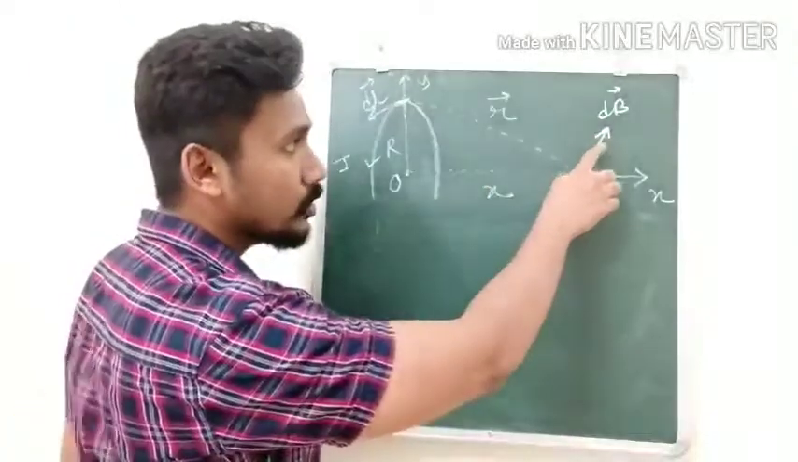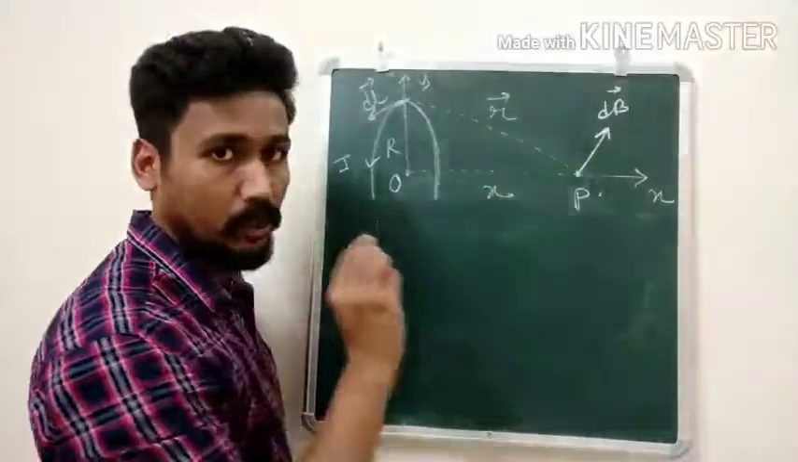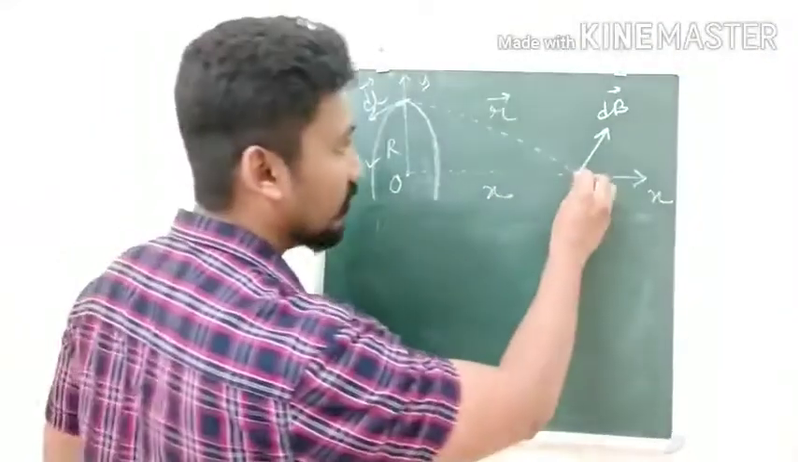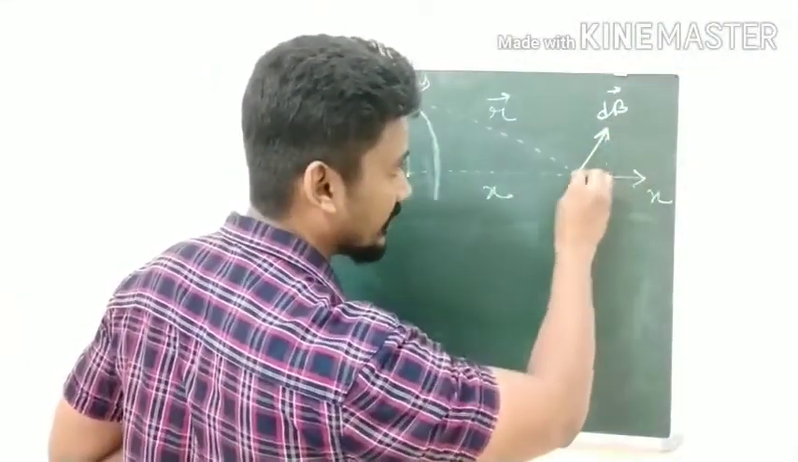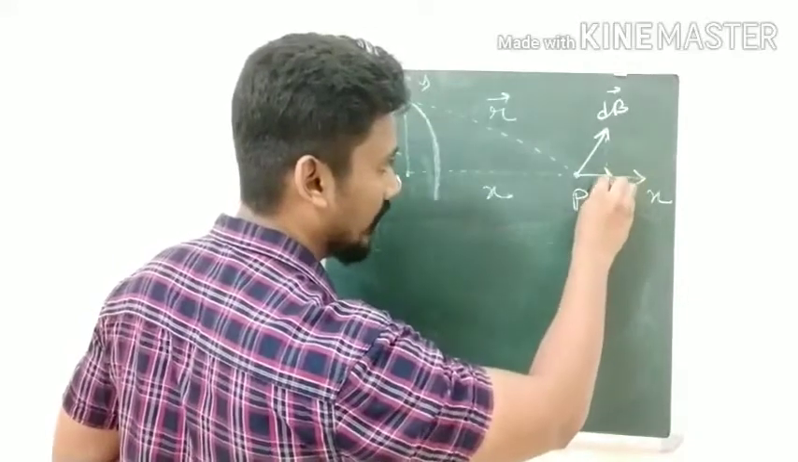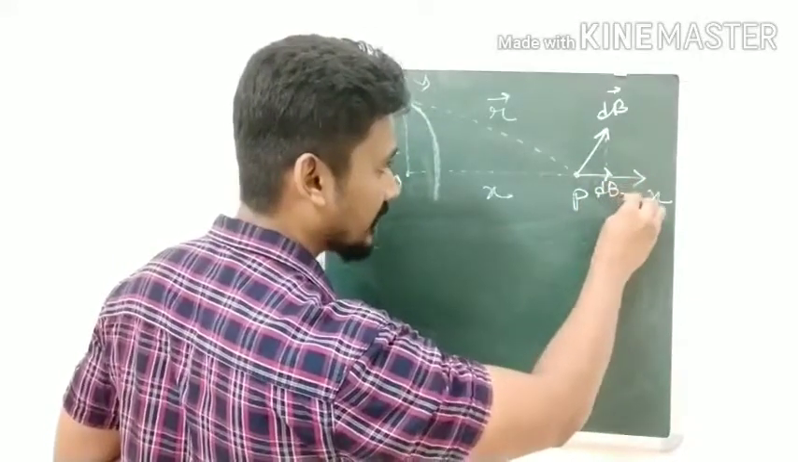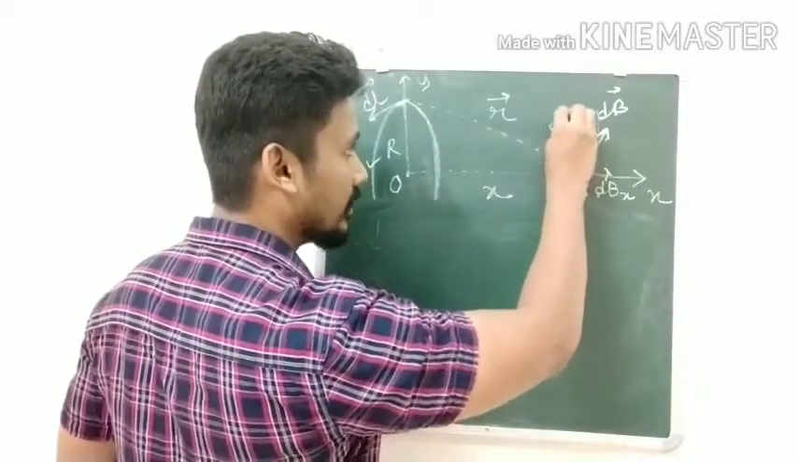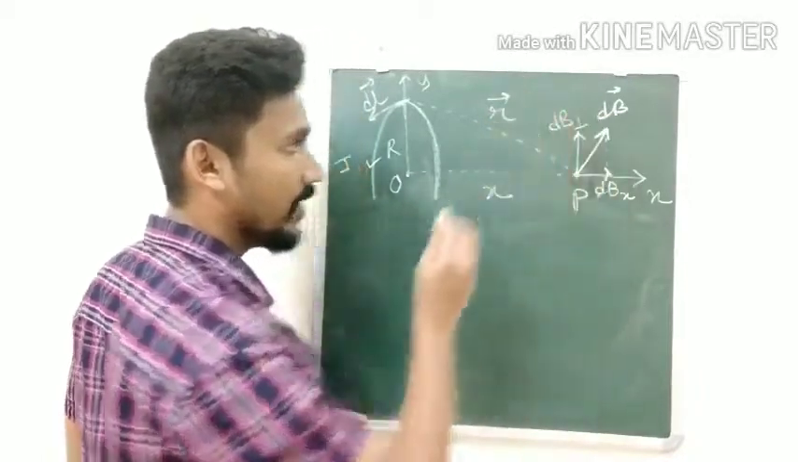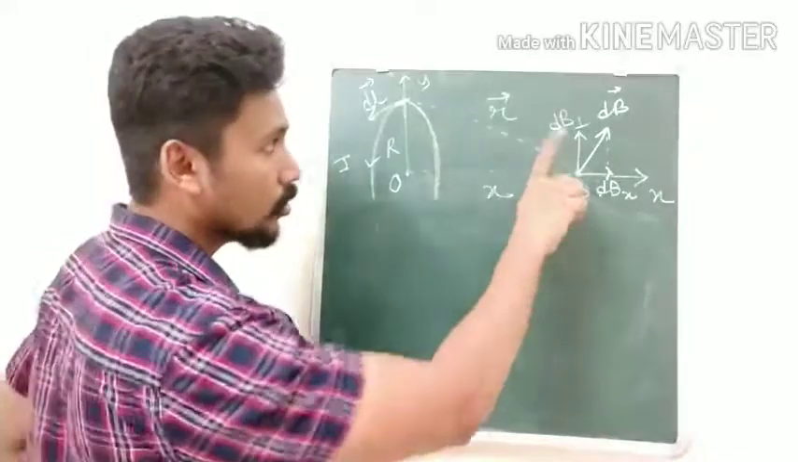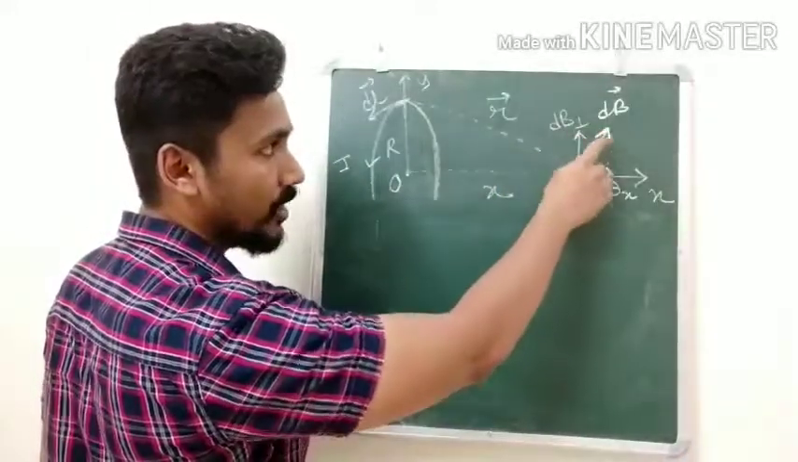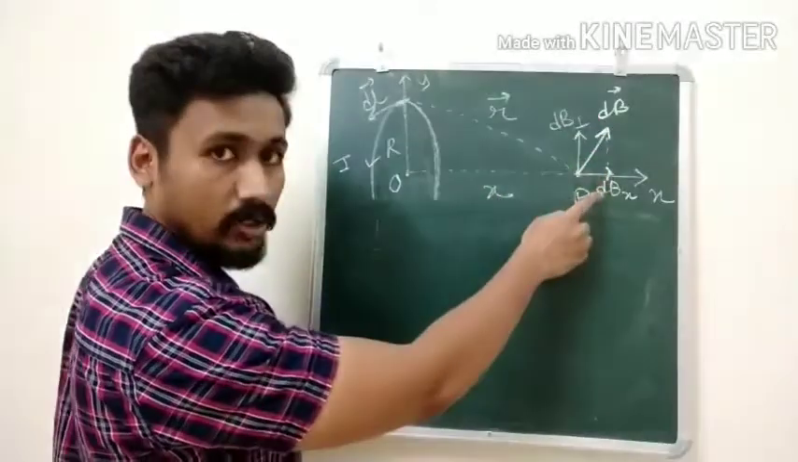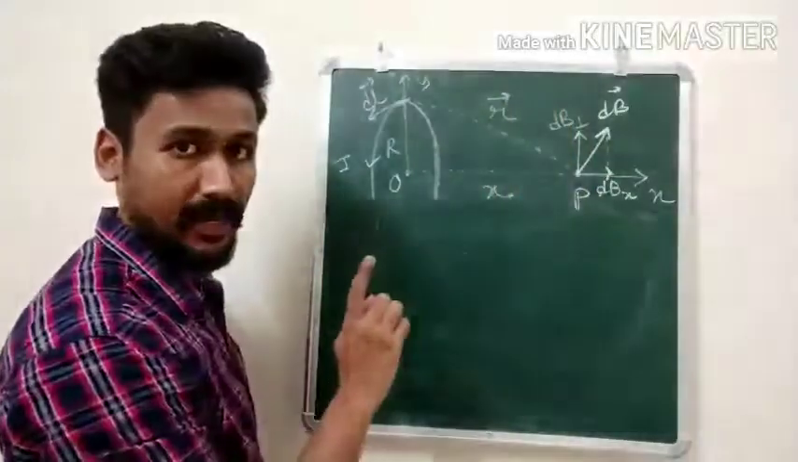Now we can resolve this magnetic field into two parts. One will be along the x-axis, this we will call as dBx, and the other will be along the y-axis, that let us call it dB perpendicular. So there are two components of this magnetic field. One is along the x-axis and the other is perpendicular.